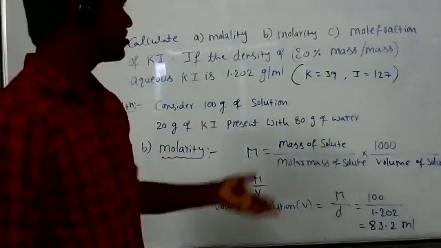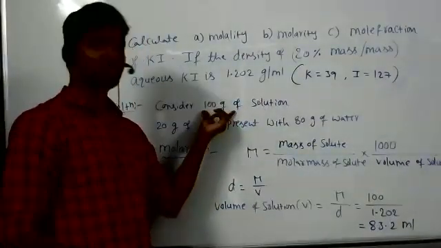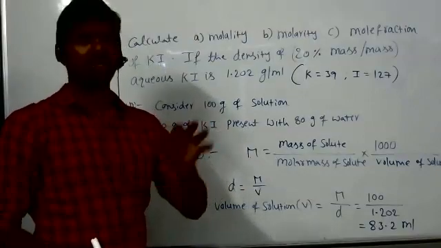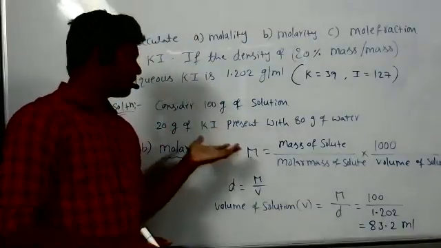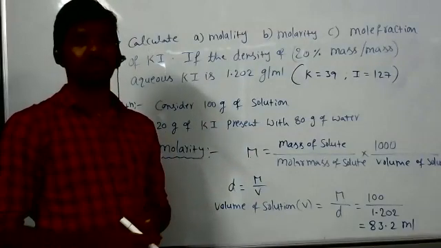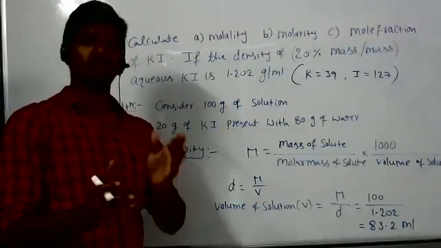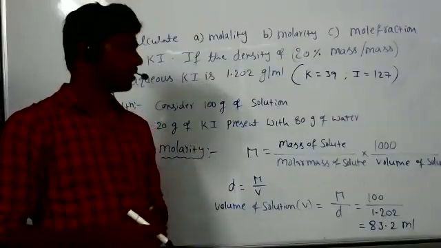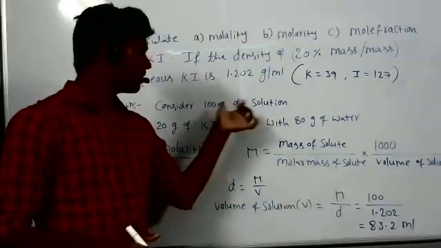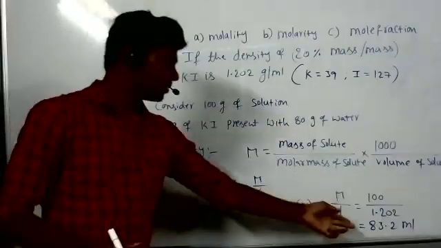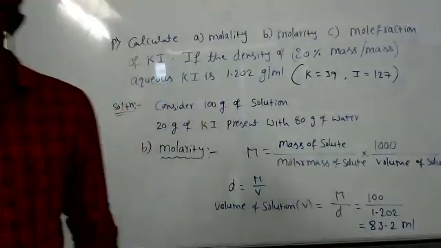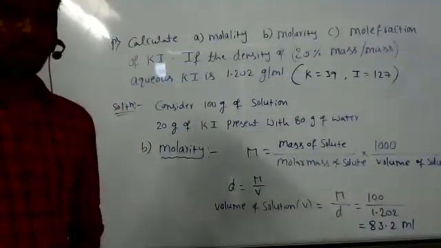That won't be equal to this volume, that's what I'm telling. See, we are taking 100 grams of solution. In that, 80 grams is water and the remaining 20 grams is potassium iodide. The total solution density is given as 1.202, and the mass of solution we consider as 100 grams. So we are calculating volume. This D is equal to M by V.